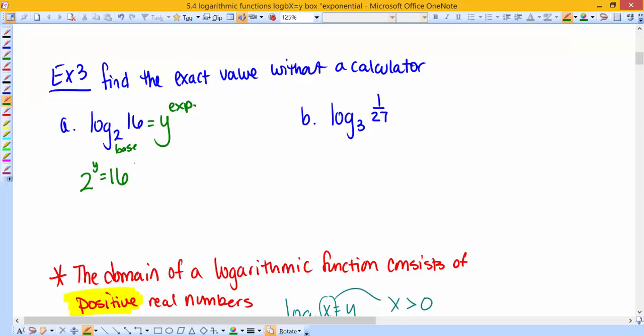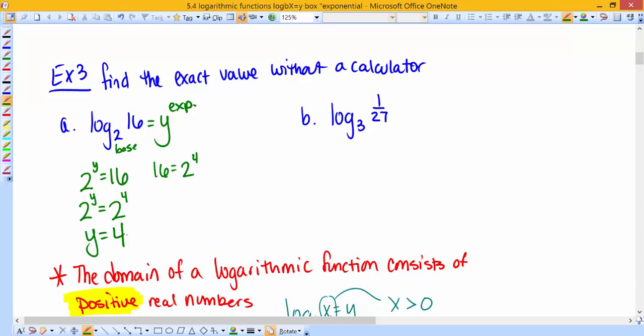Now in 5.3, we had to rewrite 16 so it would have a different base. You cannot solve for an exponent unless your base is equal. So 16 becomes 2 to the 4th. So I have 2 to the y equals 2 to the 4th. You can ignore your bases, so y equals 4.